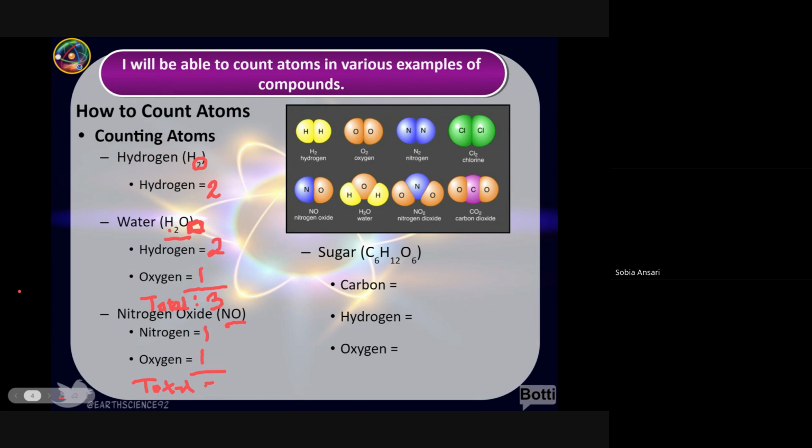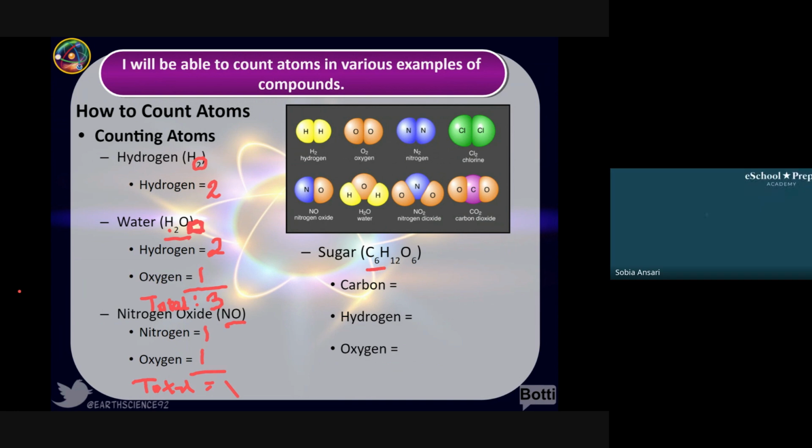For glucose or sugar right here, we have 6 carbon atoms, 12 hydrogen atoms, and 6 oxygen atoms. We just need to add these up to find our total number of atoms, and that equals 24 atoms.